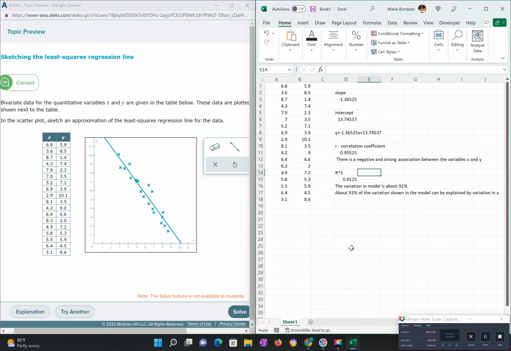So this is the coefficient of determination. And so these are the main concepts. And by the way, I want you to also understand, if the slope is negative, so is the correlation coefficient. Keep that in mind. All right, let's look at another example here in ALEKS.